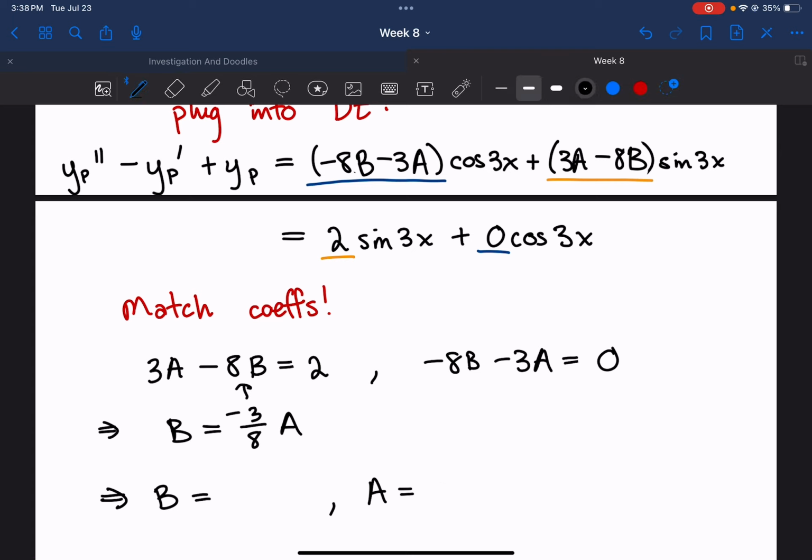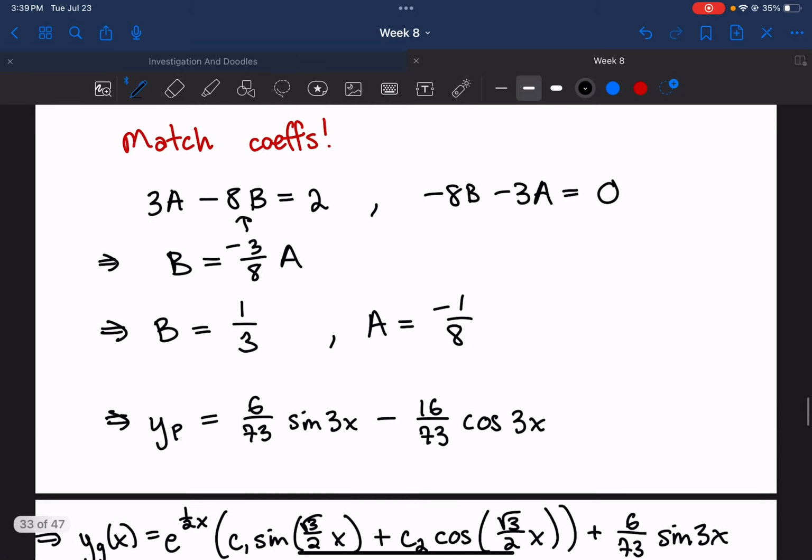B equals, is that right? Yeah, 6 1/2, right? Plugging in for b here, I get positive 3, so I get 6a equals 2, which means a equals 2 over 6, which is 1/3. And that means if I plug in 1/3 here, I get negative 1/8. Right?